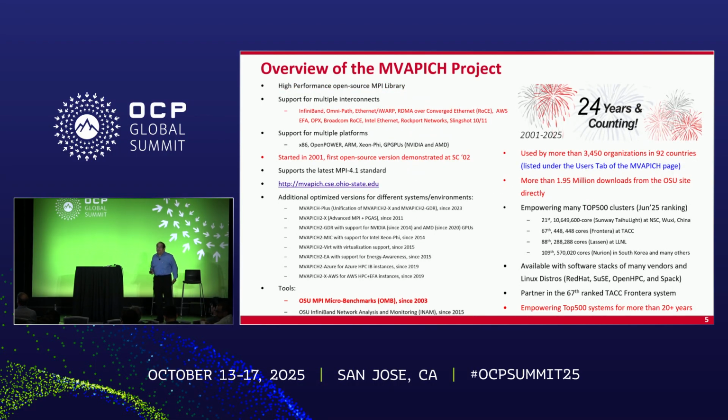How many of you are familiar with the MVAPICH MPI library project? Okay, many of you. We started this project almost on day one of InfiniBand. How many of you know InfiniBand? I am sure all of you know. InfiniBand was introduced in October 2000, almost 25 years back. Prior to InfiniBand, the older interconnects, I do not know how many of you remember, used to be Myrinet and Quadrics. Okay, some of you are there, old timers.